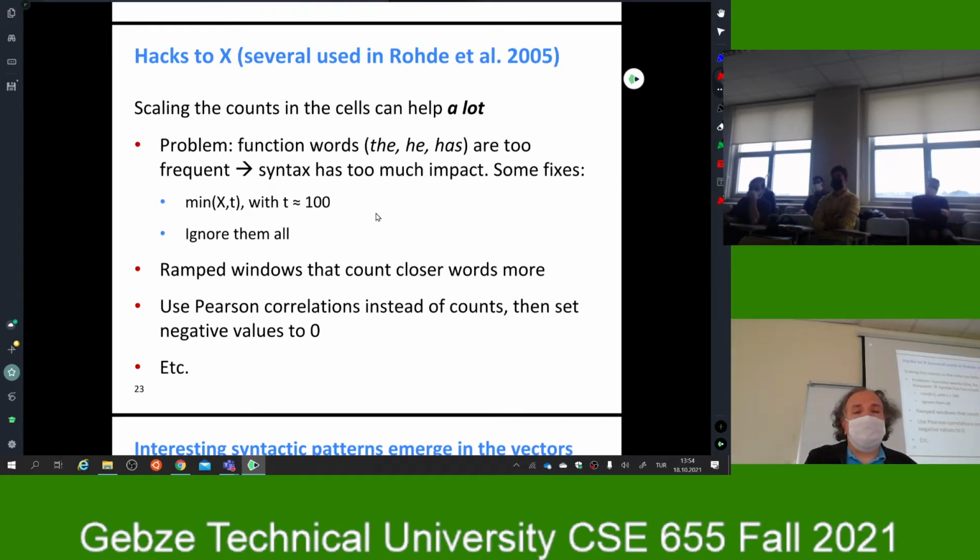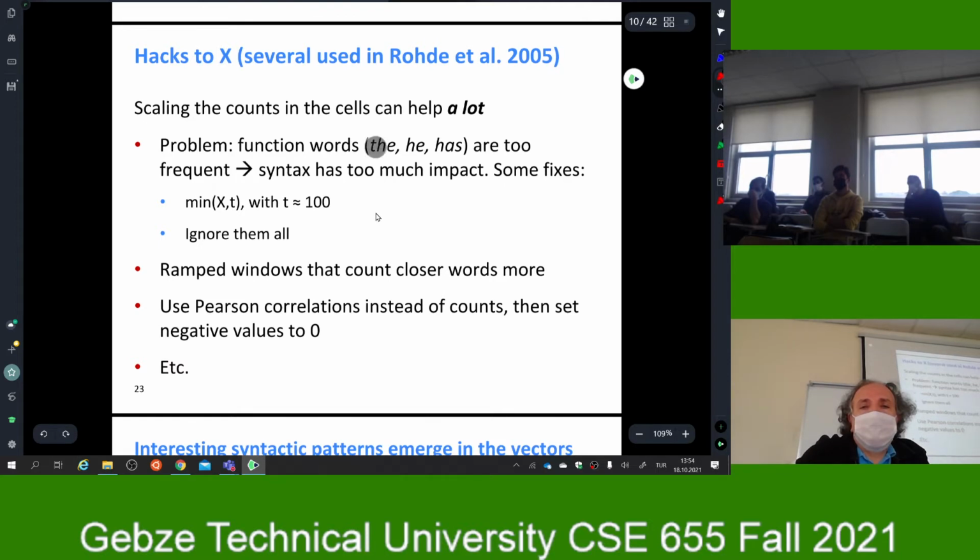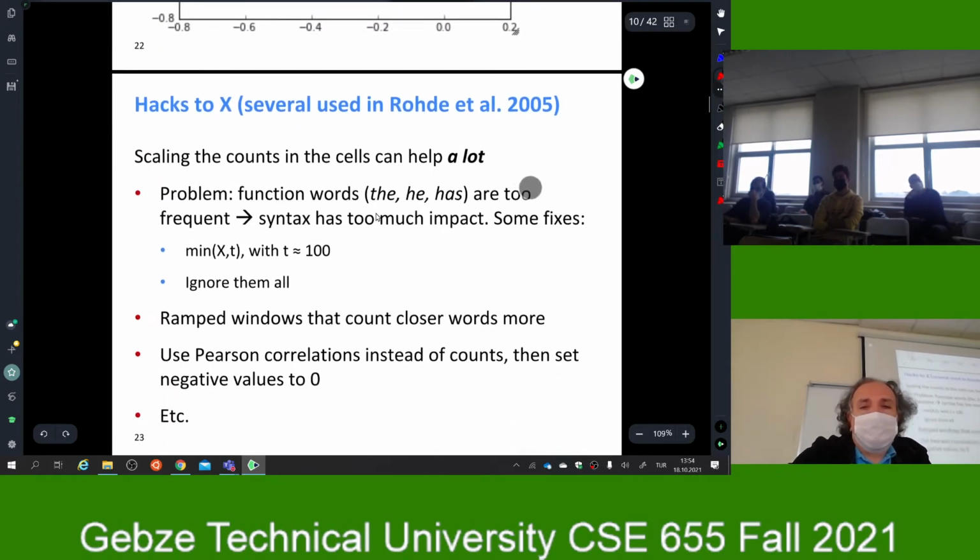Okay, you say that I am not going to take anything larger than 100 in the co-occurrence matrices, okay? If "the" and some other word is happening more than 100 times, take just 100. Or another, maybe a better solution, just ignore these words, okay? We call them stop words.